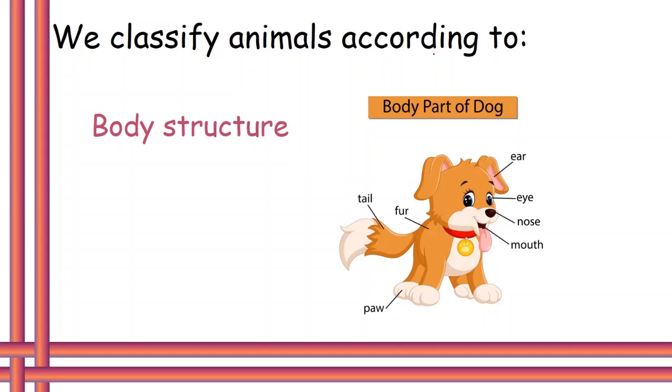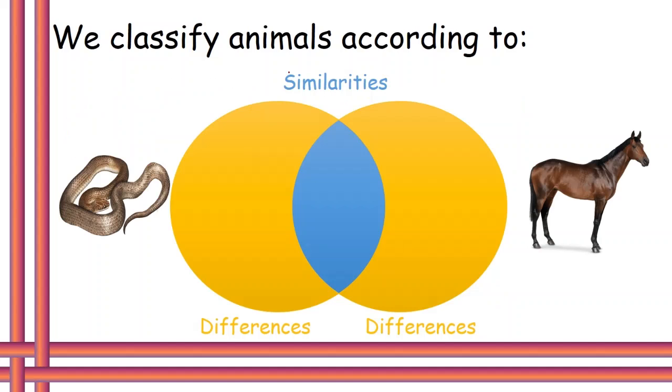Okay. يعني بنعمل classification للانيمالز لحتى نسهل دراستهم علينا. So the first parameter to classify the animals is the body structure. So we classify the animals according to their body structure. The class that we will have after the classification will have animals of similar body structure. The second parameter to classify the animals is the similarities and differences.